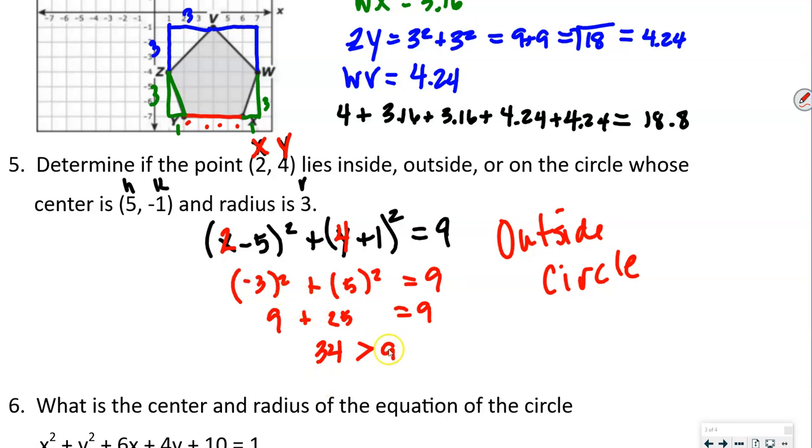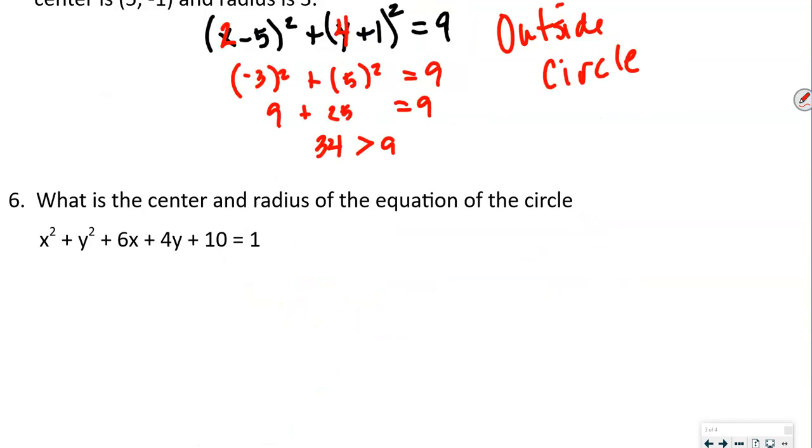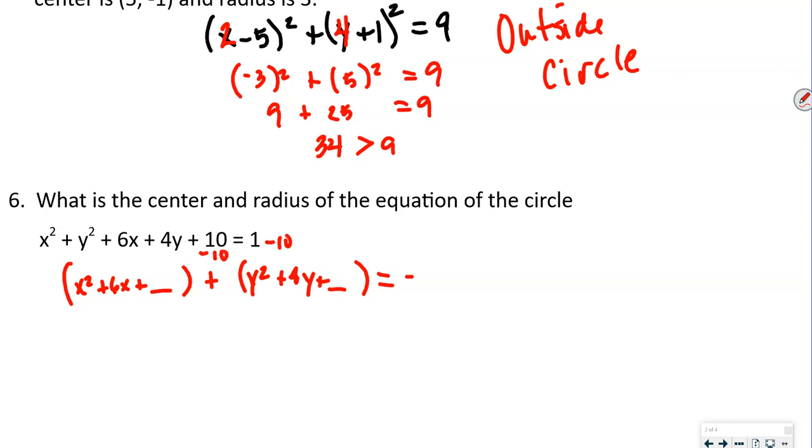Then it says, what is the center and radius of the equation of the circle here? So we're going to group these. So we're going to put all our x's in one set of parentheses. We're going to put all our y's in another set of parentheses. We're going to move our constant to the other side, okay? So I'm going to do x squared plus 6x plus our blank. And we're going to do y squared plus our 4y plus our blank. Now we're going to subtract this 10 from both sides. That's going to give us negative 9 over here.